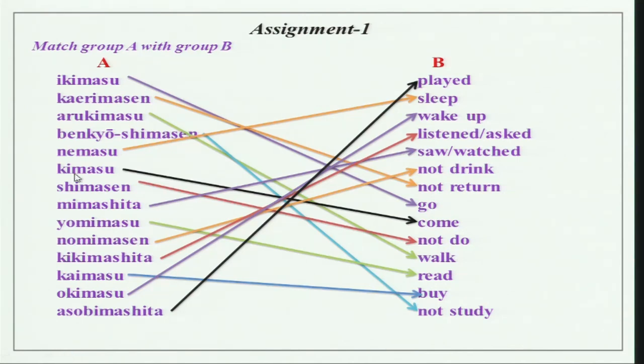Also, kimasu over here, as I had explained to you in your previous classes as well, kimasu is used when you are at a point, at a place, and you come over there. That time ikimasu is not used, kimasu is used. Kikimasu again over here, kikimashita, means to listen and also to ask.